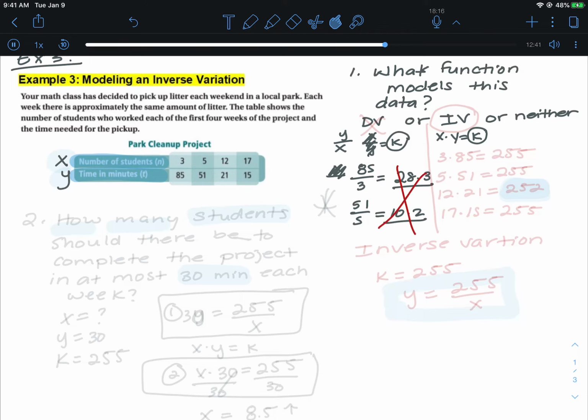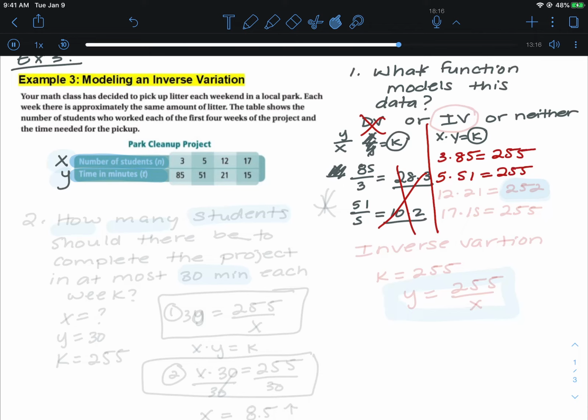Now let's go ahead and check out inverse variation. Okay, I'm going to do a different color just so that it pops out a little bit. Okay, inverse variation. Let's go ahead and see. That's going to be x times y, so that's going to be 3 times 85. Okay, that's 255. So now let's go ahead and do 5 times 51. And that is also 255.